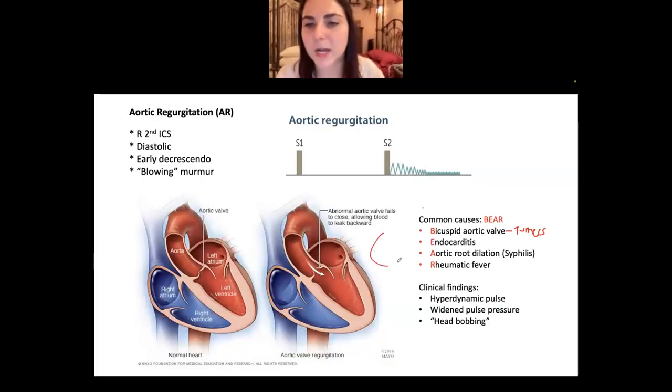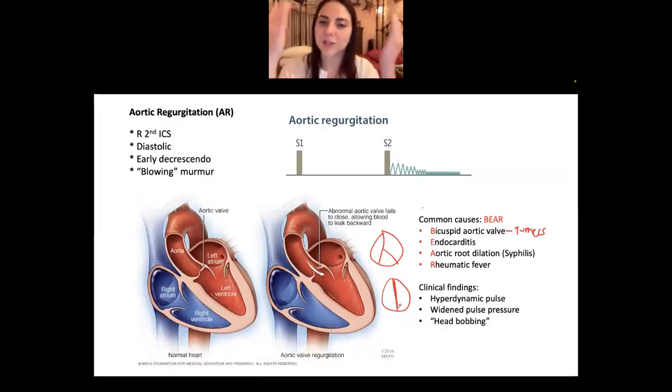And the reason why with bicuspid aortic valve, hopefully that makes sense. Your aortic valve is a semilunar valve. It should have three cusps. So now if you have two cusps doing the work of three, you can imagine that one of them is going to become insufficient. And then you're not going to be able to close it all the way.